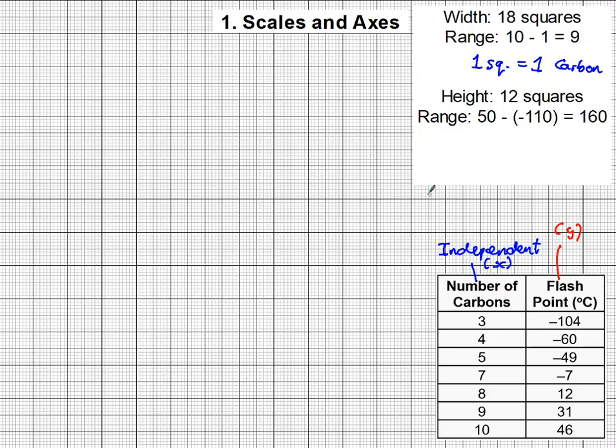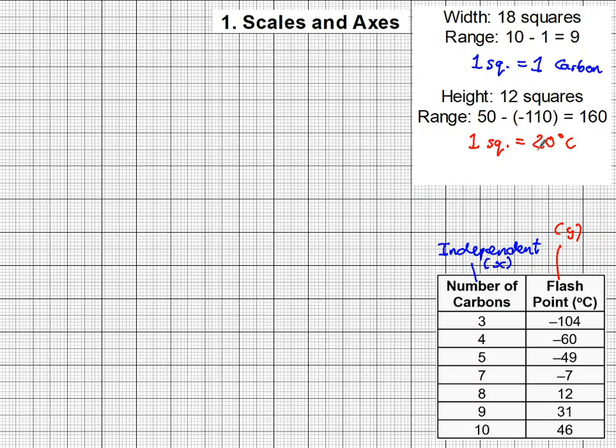What about for the y-axis? It's a bit more complicated here. I've got 12 squares. If this is all going to fit on, this needs to be at least down to minus 110, and this needs to be at least up to 50, rounding it to the nearest 10. That means I need 160 degrees C of range, but I've only got 12 squares, so I can't do 1 square is 10 degrees C. So I'm going to have to go for 1 square is 20 degrees C, and that's going to make plotting slightly harder, but it shouldn't be too difficult.